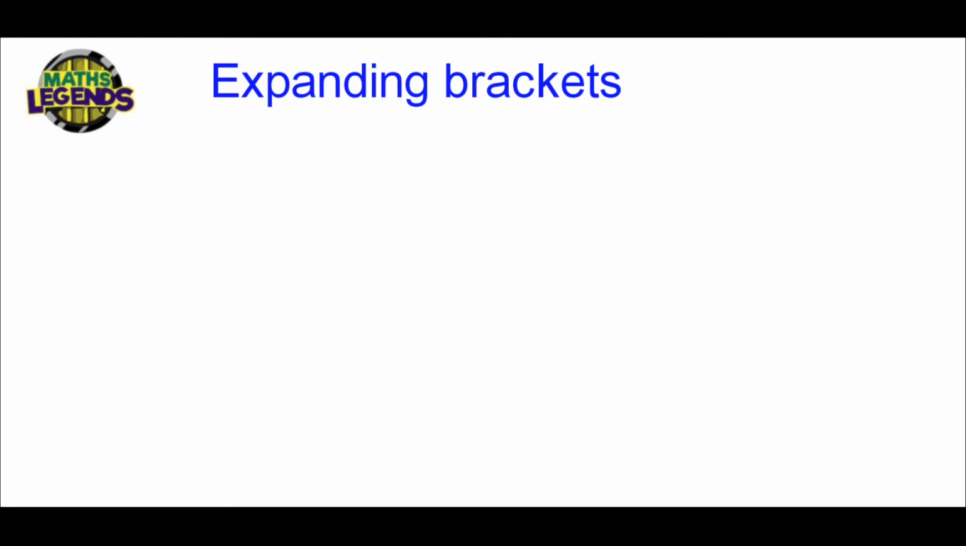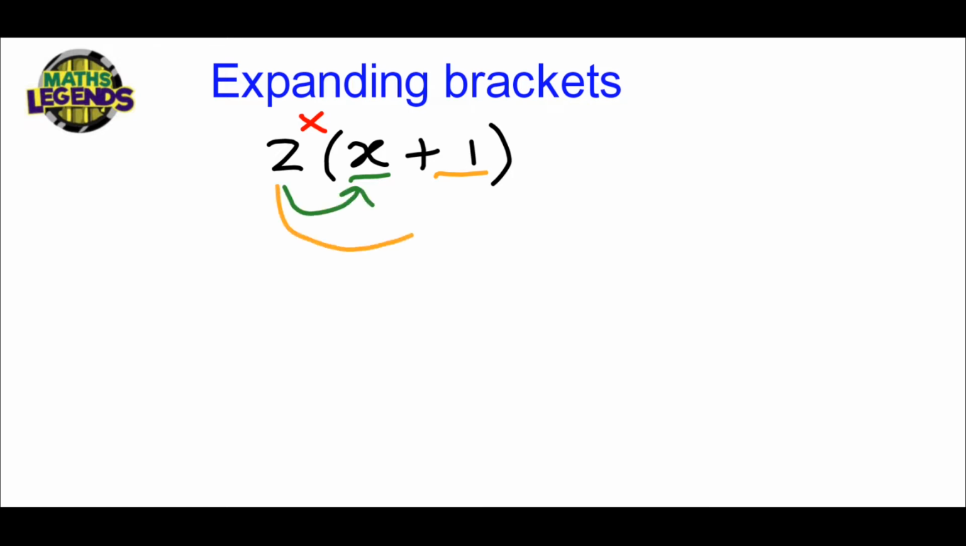Expanding brackets. Let's say we are asked to expand 2 bracket x plus 1. So what this is actually saying is that the 2 multiplies the bracket x plus 1. So what we have to do is multiply the 2 with each term inside the bracket. So that includes the x and the 1 in this case. So we need to multiply 2 with x and also multiply the 2 with the 1. So we can rewrite this as 2 times x plus 2 times 1.